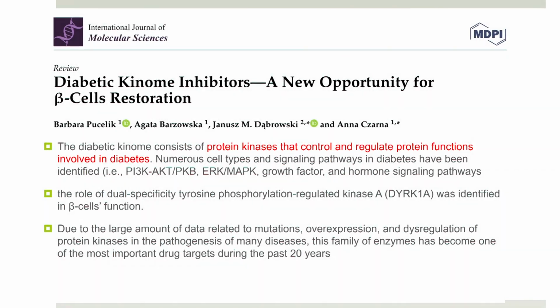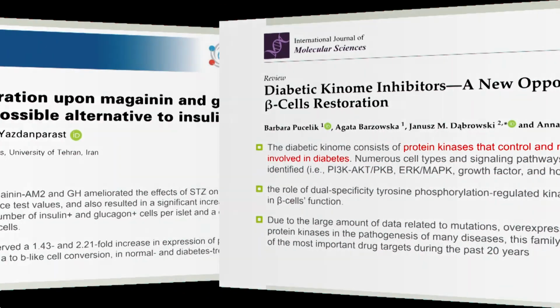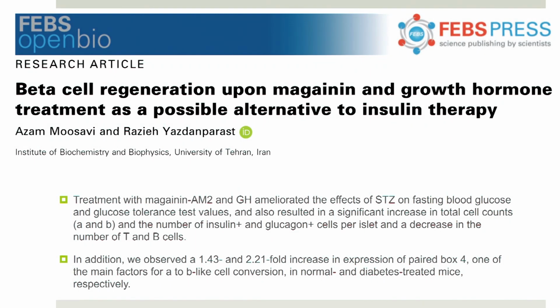We also have drugs, like diabetic kinome inhibitors, which are protein kinase inhibitors that control and regulate protein functions involved in diabetes. These kinome inhibitors have been tried in various illnesses, and one such has been shown to restore beta cells. We have growth hormone, we have menin inhibitors, which again try to regenerate beta cells. Of course, these are mostly in rodent models. We have very little data in human models.